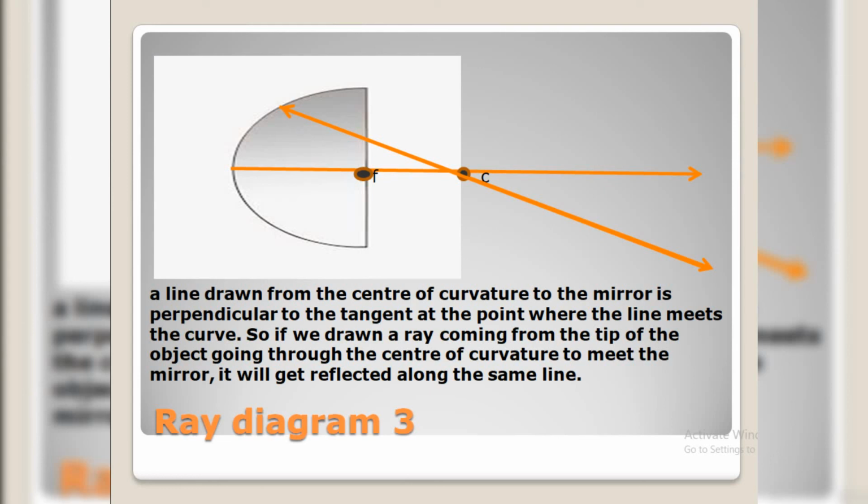Any incident ray which is passing through the center of curvature will reflect back in the same direction, sir. You see here in this diagram, a line drawn from the center of curvature to the mirror is perpendicular to the tangent at that point. This is the definition of the mirror. All the tangents will converge towards a point. That's why you see the angle of incidence is equal to the angle of reflection. Here the center of curvature draws a normal. That's why with respect to the normal, the angle of incidence is 0 and the angle of reflection is 0. That's why it passes through the same point, sir.